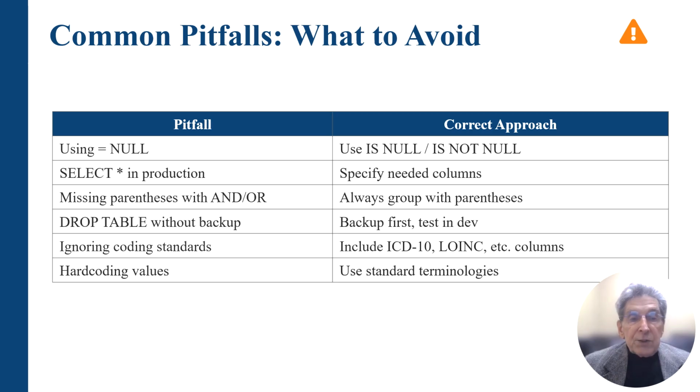Select asterisk in production. That's always dangerous, to select all of the columns, because you're transmitting often lots and lots of data, and a lot of times much of it is unnecessary. Your programs and your code will run much more efficiently if you specifically list the columns you want.